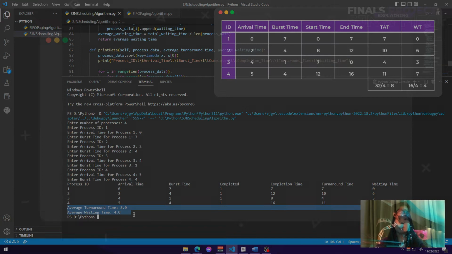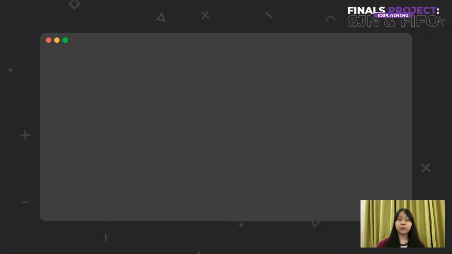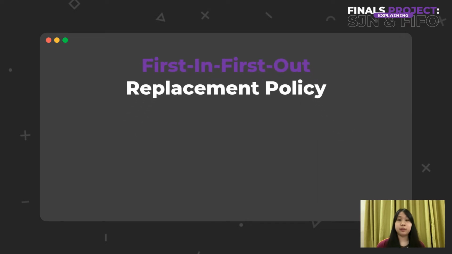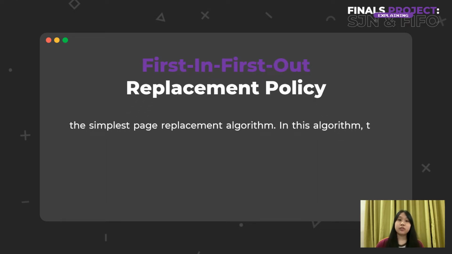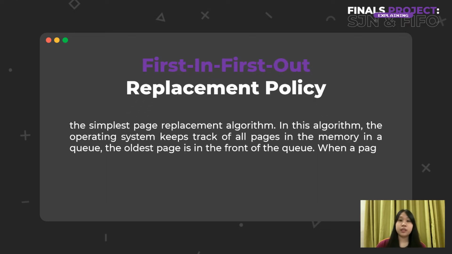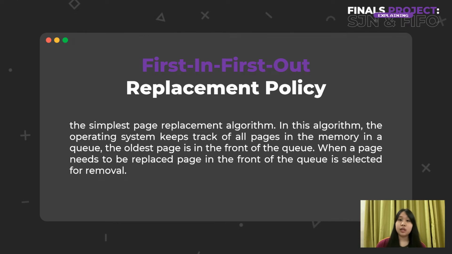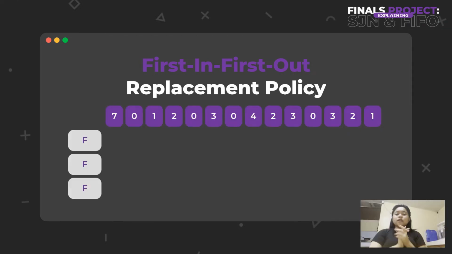So for the next, our chosen replacement policy algorithm is the first in, first out page replacement policy. This algorithm is the simplest among all page replacement algorithms, in which it merely selects the oldest page in the memory to be replaced by the incoming page. So, the algorithm is really simple. It goes like this: the first one who comes first will get the memory first.